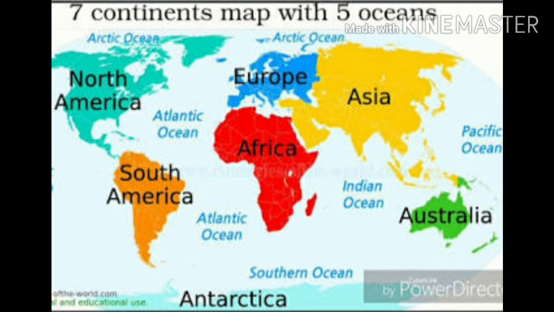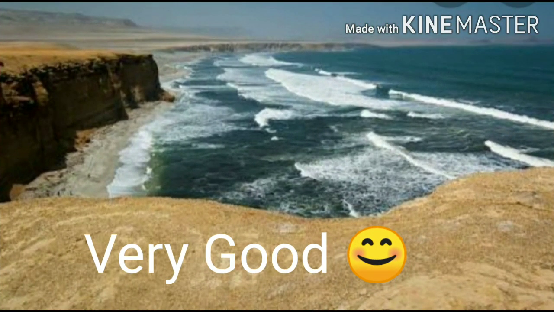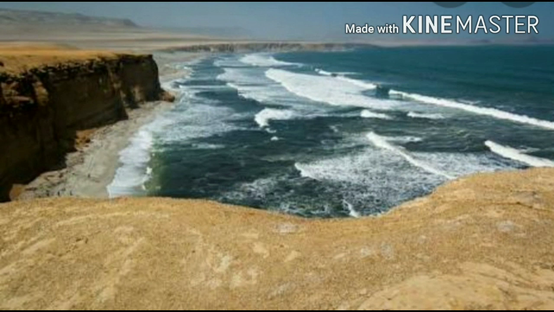Now check your answers, children. There are 5 oceans: the Atlantic, Pacific, Arctic, the Southern Ocean and the Indian Ocean. The land along the margins of an ocean is called the coastal region. Water bodies of different shapes and sizes are formed along the coast.